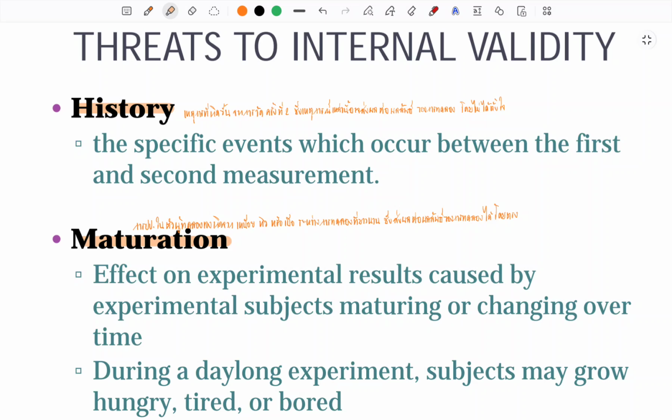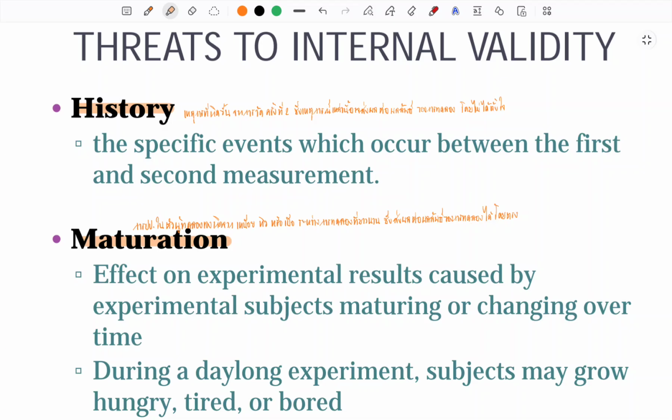It means that anything that happened in between that time can cause something to change in the result of your data collection. So we will hear from him later on about the randomized control trial.